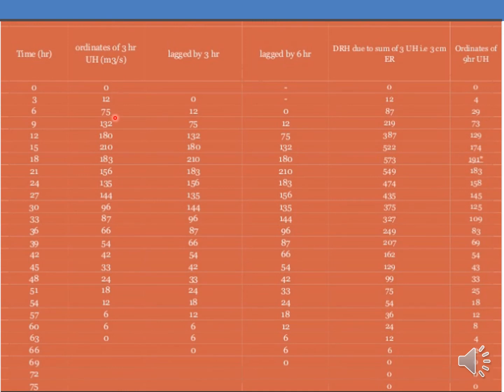This is for 1 centimeter rainfall, this is for 1 centimeter rainfall, this is for 1 centimeter rainfall. So when you add these, you get the DRH of 3 centimeter rainfall. To get the unit hydrograph, you have to divide this by small n. So 12 divided by 3 is 4, 87 divided by 3 is 29, like that you will get. So this is the method of conversion of a 3 hour unit hydrograph to 9 hour.